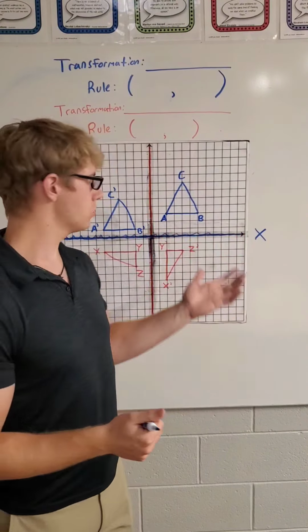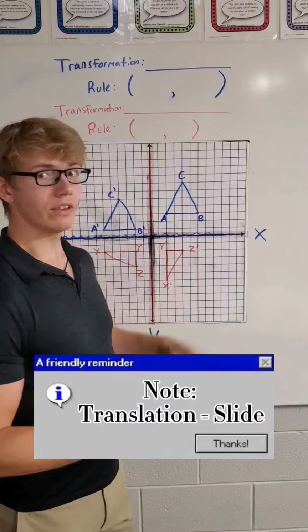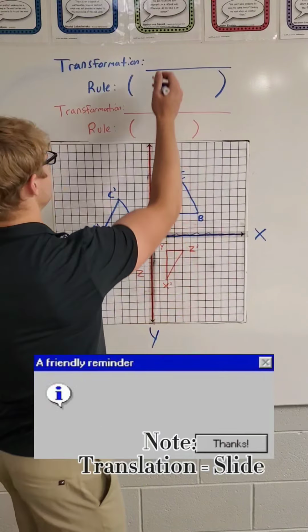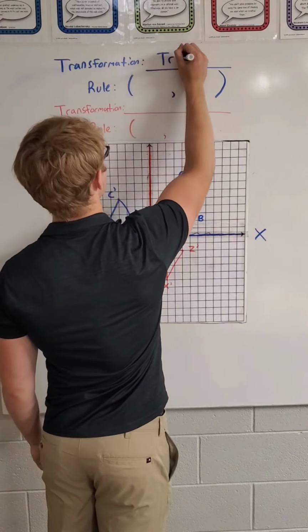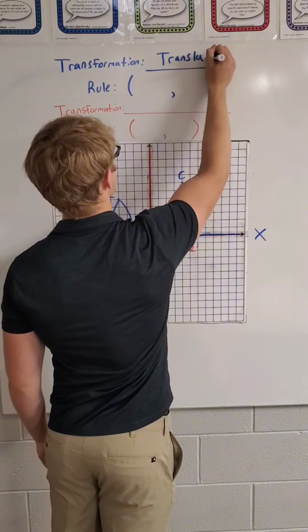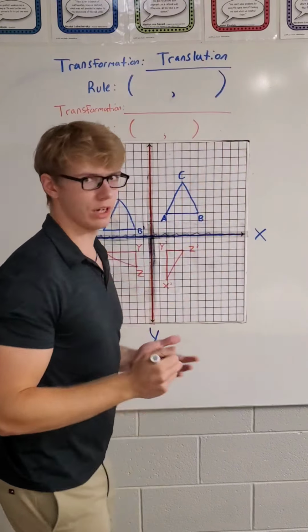Looking at this, it looks like it stayed exactly the same. So it looks like our shape was just slid from here to here. That would be a translation, right? So our transformation would be a translation. Now we just need to figure out, how did we translate it, right?